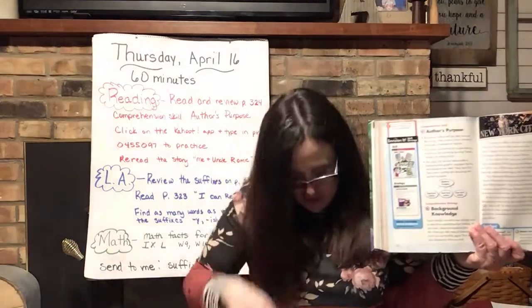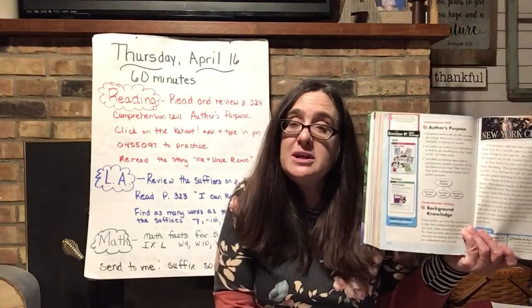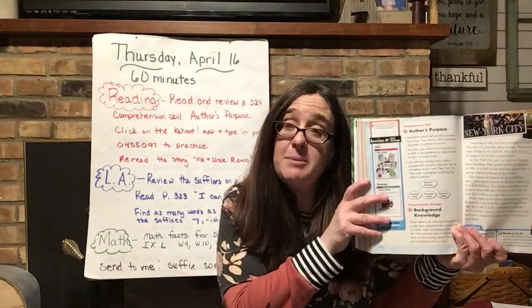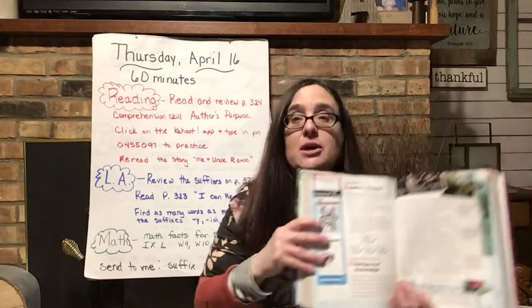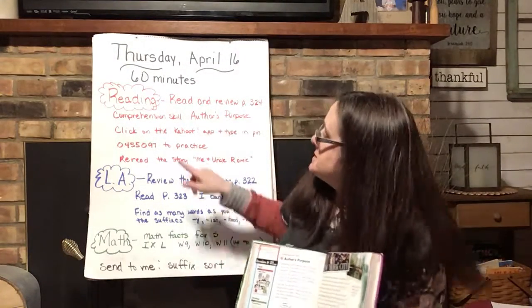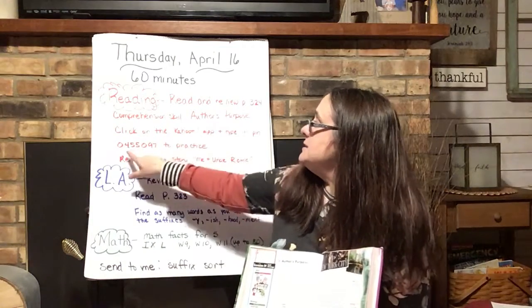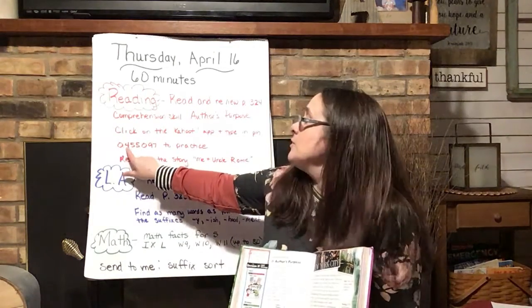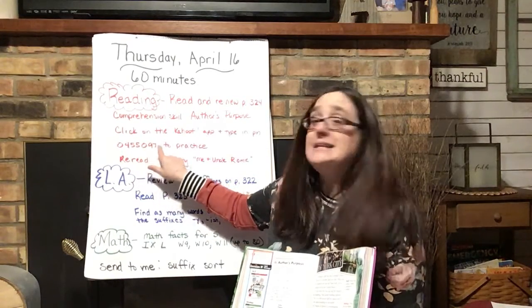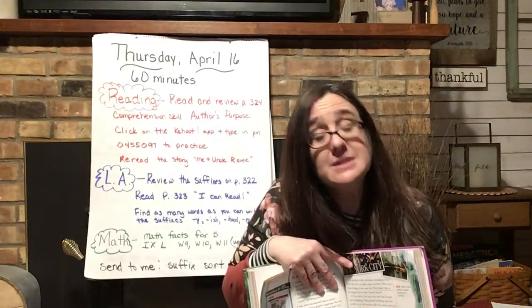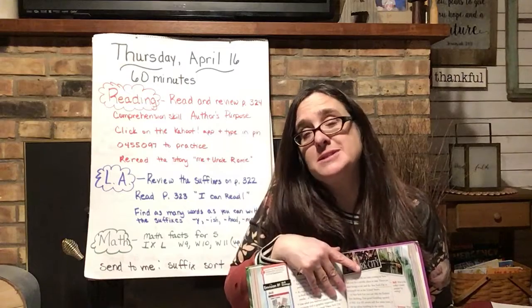Now, after you finish that, we're going to do a Kahoot. Kahoot is an app on your iPad. It's purple with a big K with an exclamation mark. The Kahoot for author's purpose is pin number 04555097. This is a great practice for you for author's purpose.